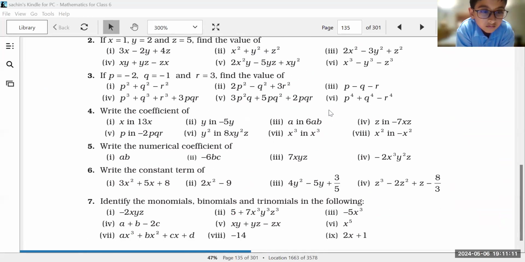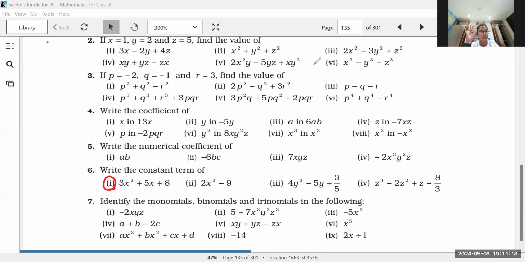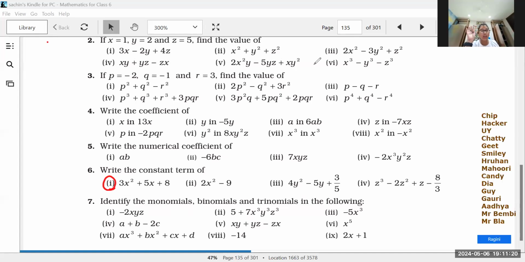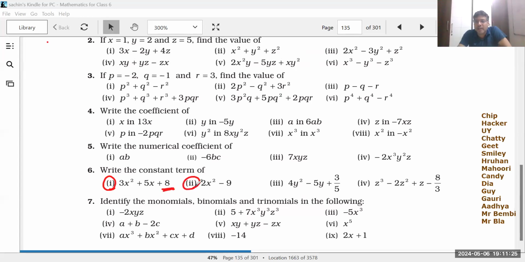So do you remember I told you the constant term also? So what is the constant term in this? Sir, 8. 8 is the constant term. B part, Hacker, what is the constant term? 9. Yeah, 9. So what is the constant term? Minus 9. Minus 9, beta. Don't forget the minus. Hacker, minus is very important. It is a part of the term.